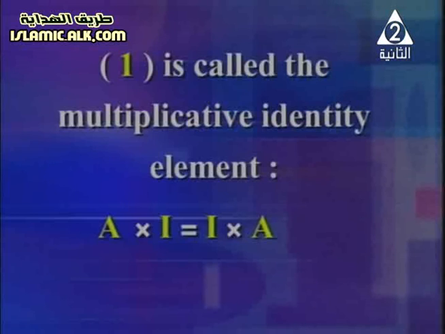This is the commutative property. When you multiply any matrix A times I, it equals I times A, which equals A. A unit matrix multiplied by any matrix equals the same matrix. A times I equals I times A equals A.